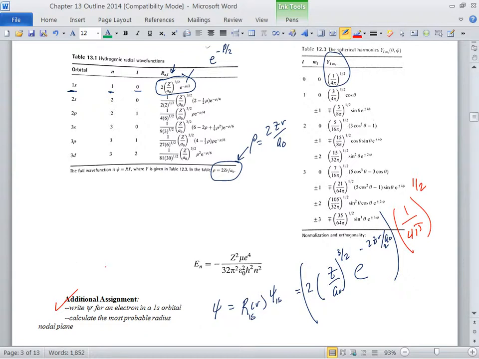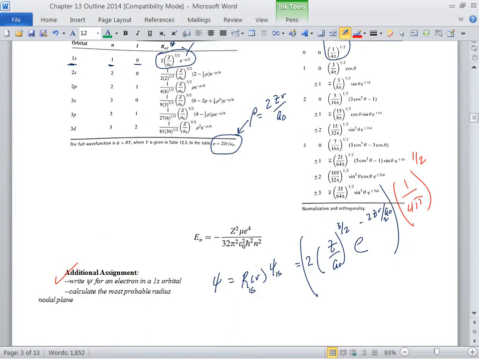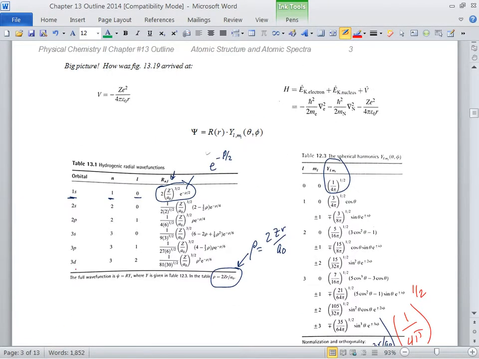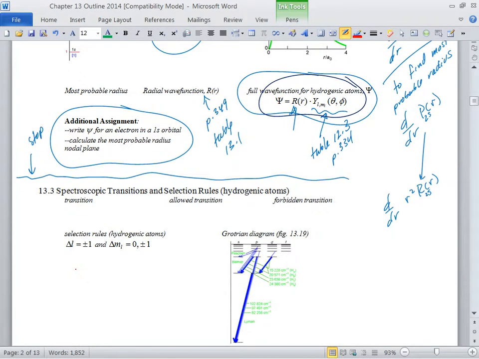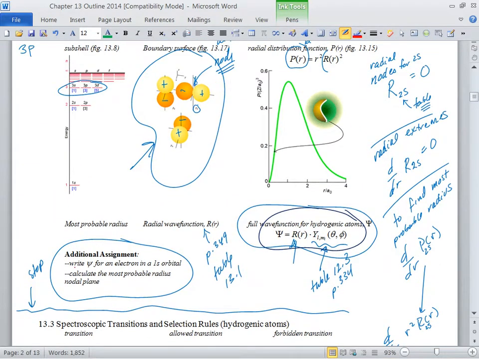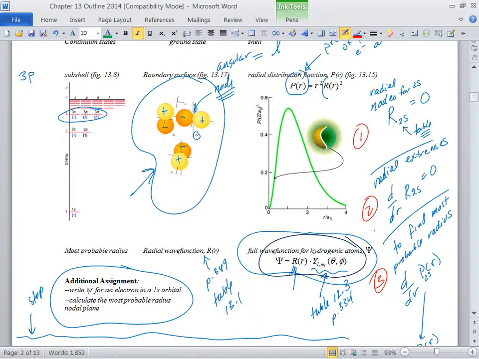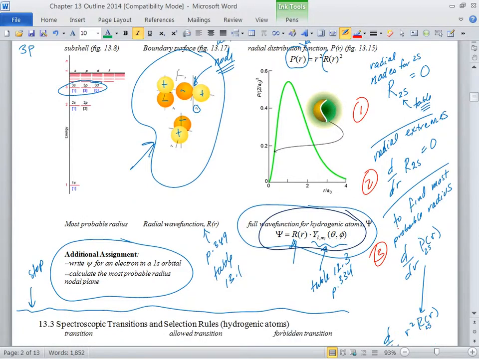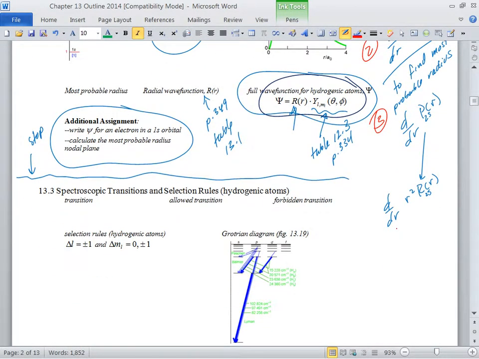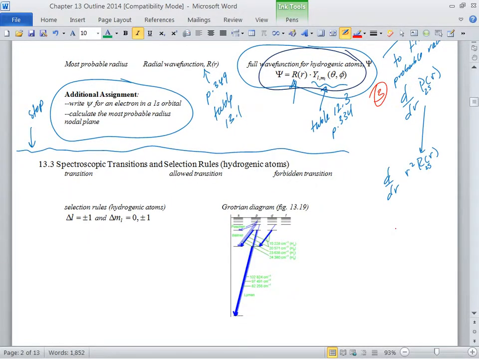And then it said, okay, calculate the most probable radius. To calculate the most probable radius, which one of these three cases are we really messing with? The third one, right? So we want to take the derivative with respect to r of that radial distribution function, P of r. So here's our answer. This is what we have to do.